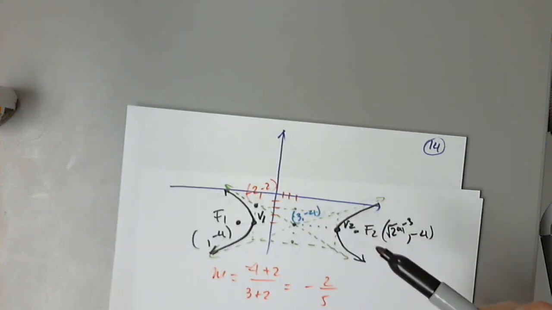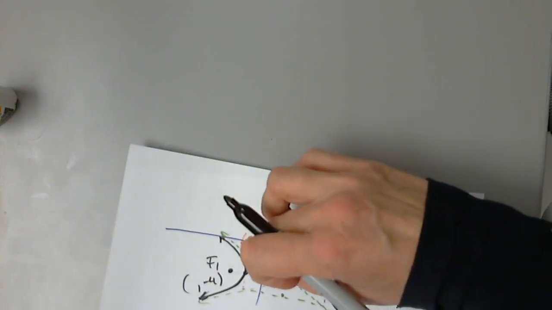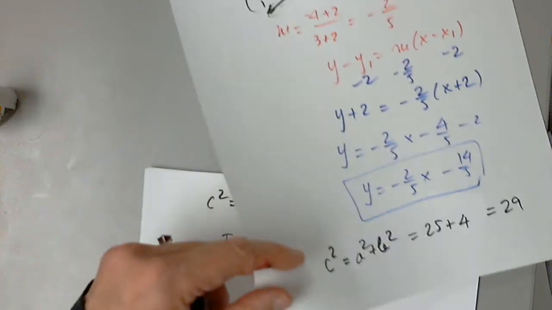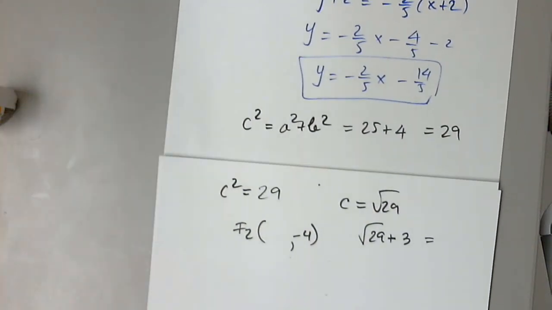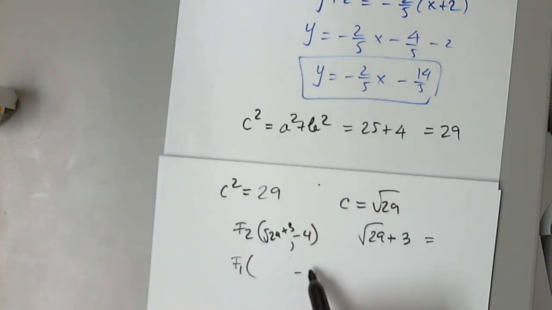This is 3. This is 3. So this is the square root of 29 minus 3. The square root of 29 plus 3, actually. Yes, okay. And on the other side, hold on. Yes, on the other side. But it has to be negative, so careful. So the square root of 29 plus 3, and for F1 is -4, but it will be negative the square root of 29 plus 3.